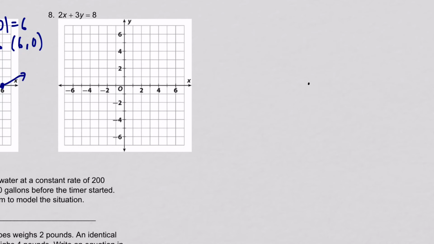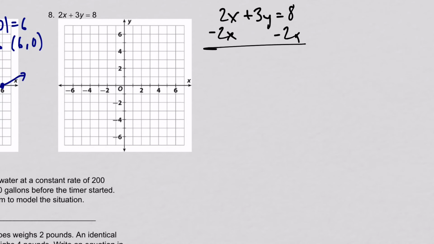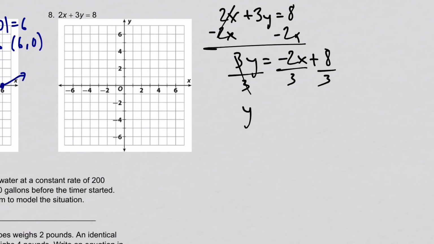So 2x plus 3y equals 8. What I'm going to do first is change it to slope-intercept form. So I'm going to subtract the 2x to get rid of it. So 3y equals negative 2x plus 8, right? Because you can't combine the 8 and the 2x. Please don't make the rookie mistake anymore. 8 minus 2, don't say 6. It's negative 2x plus 8. Divide by 3. And so y equals negative 2 over 3 x plus 8 over 3.